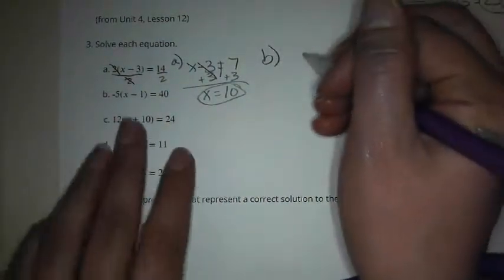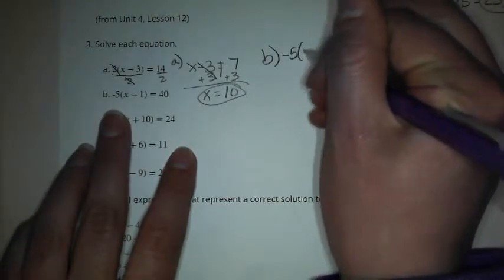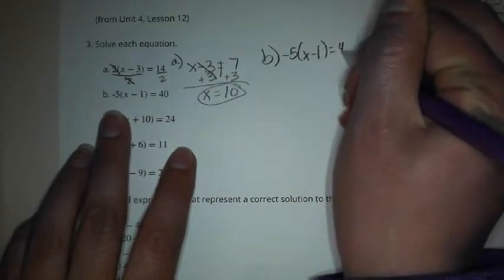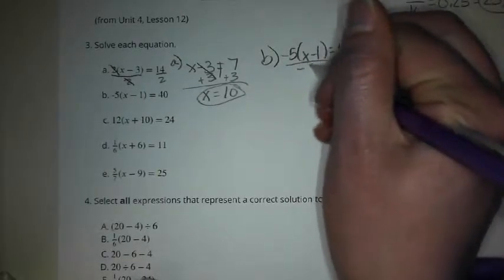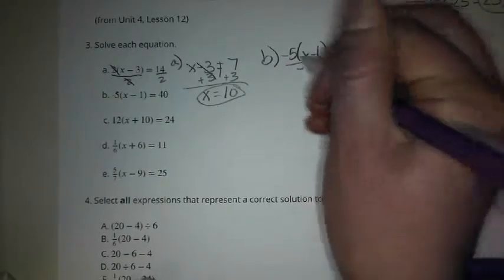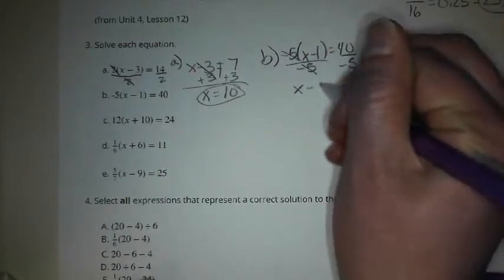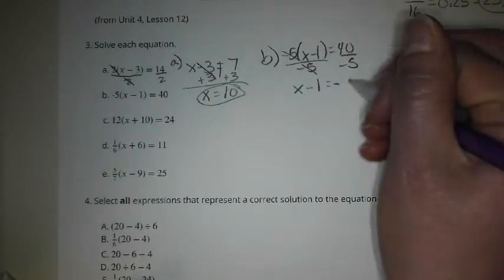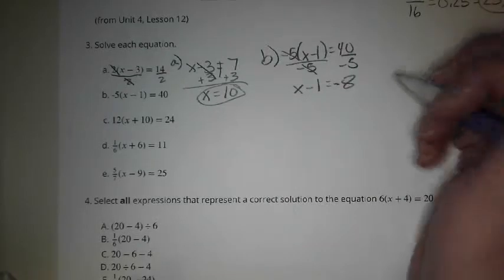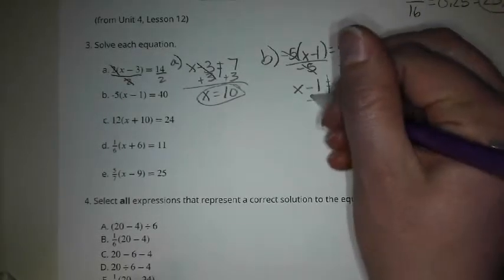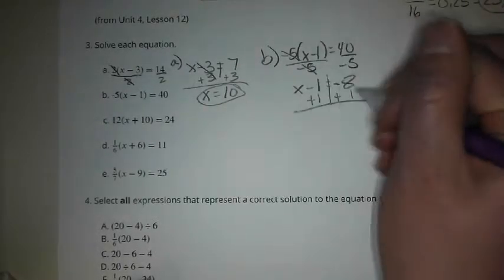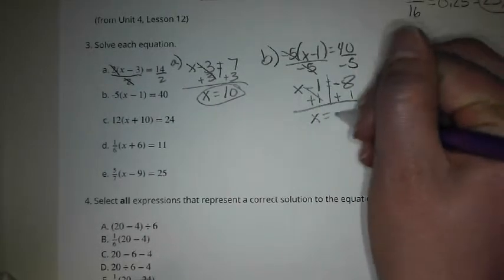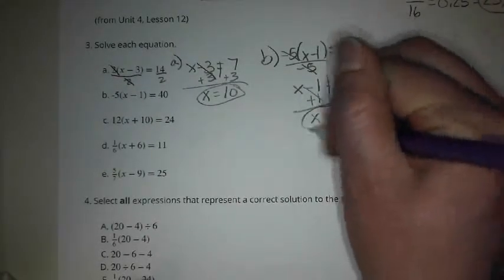Let's put B over here. I have negative 5 times x minus 1 equals 40. So again, I'm dividing both sides by negative 5. Those cancel. I have x minus 1 equals 40 divided by negative 5. I know I'm going to get a negative answer, and that would be negative 8. Split down the center, add 1 to each side. Those cancel. X would equal negative 7.